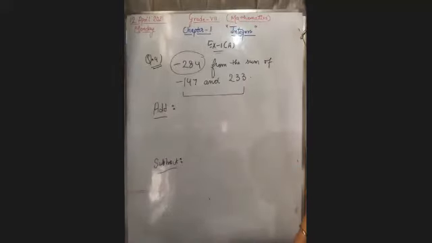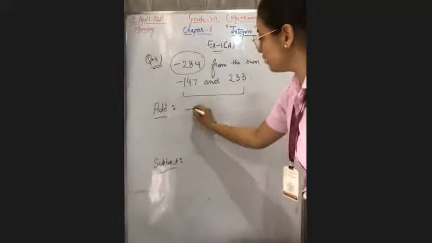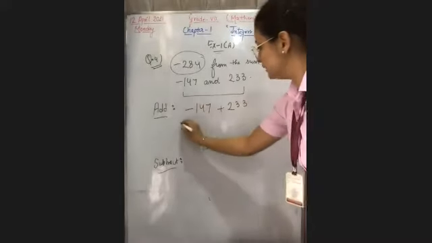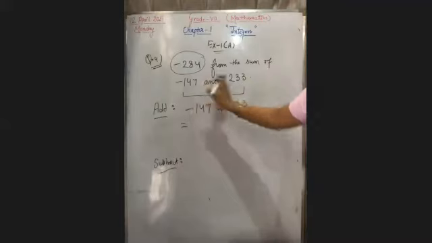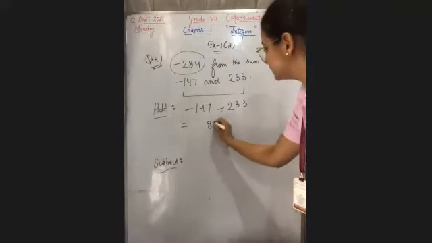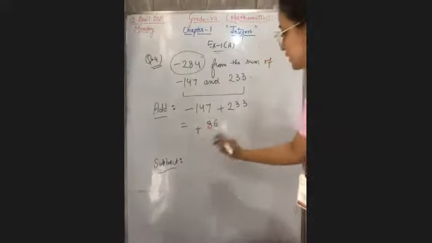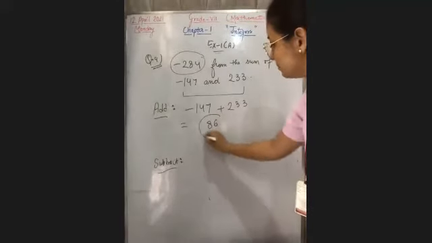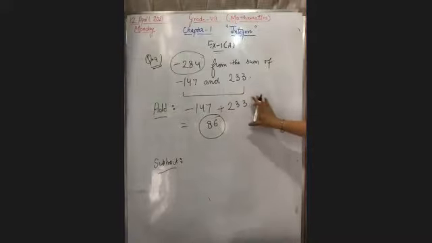Now I'm going to add minus 147 plus 233. Please tell me, while adding these two values, the answer will be 86. And that will be plus 86 because this is the bigger value and it is positive, so no need to mention the plus sign. 86 is the answer of the addition.